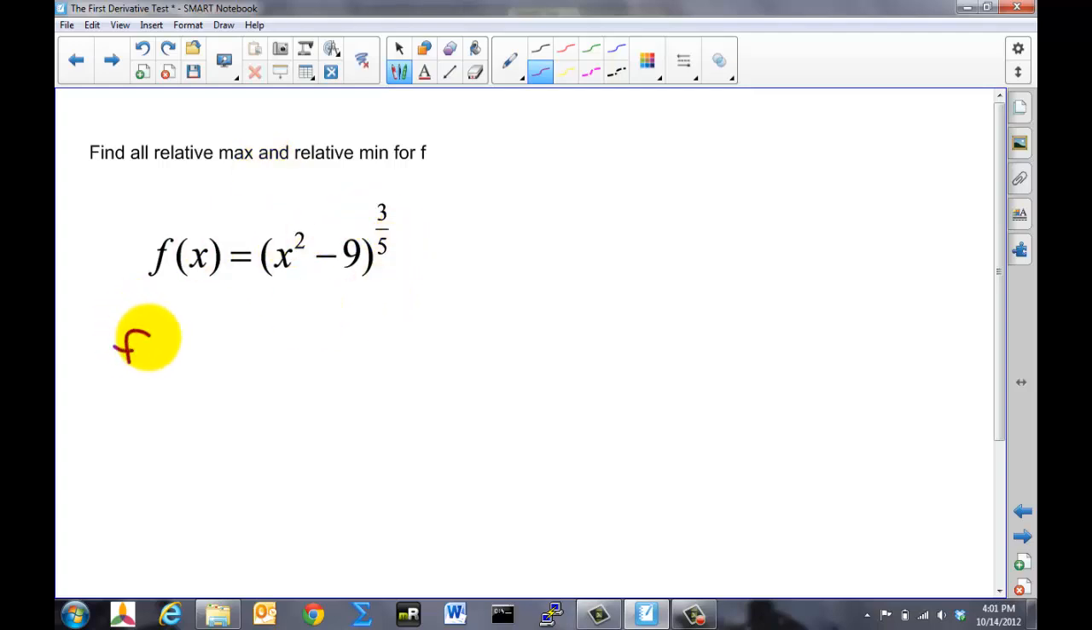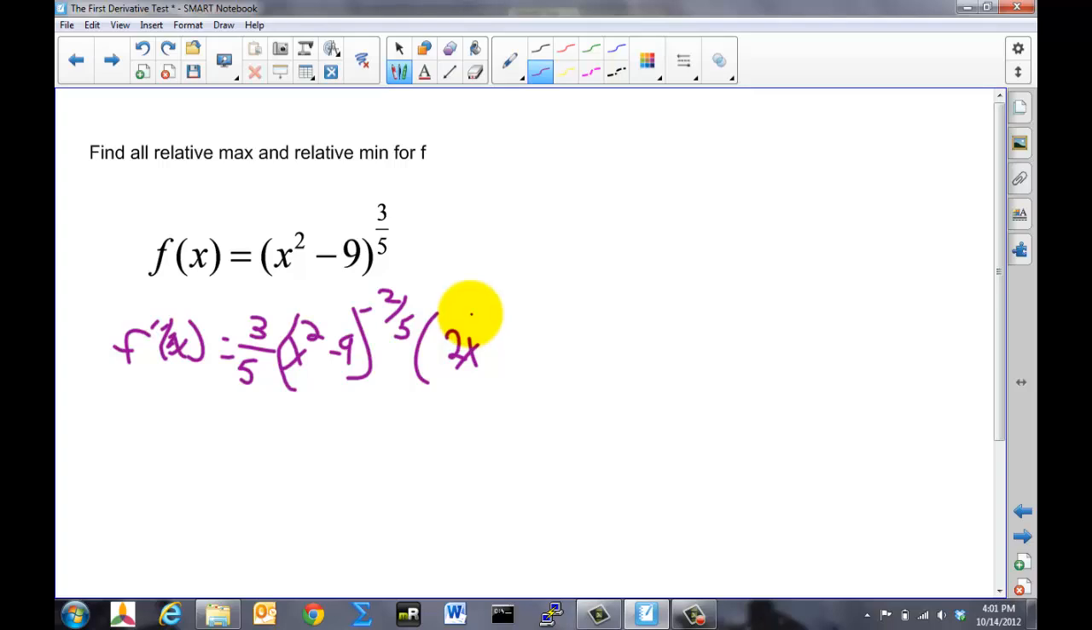Again, find the derivative. F prime of x will be 3/5 (x squared minus 9) to the negative 2/5 times the derivative of the inside, 2x. And we're going to set this equal to 0. If I take this 2 and multiply it by 3/5, that gives me 6/5 times x over (x squared minus 9) to the 2/5 power.